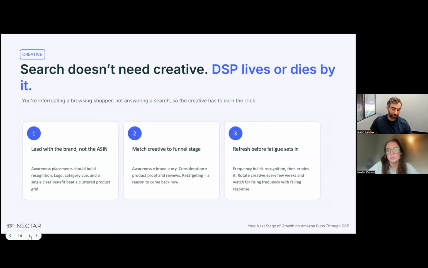So the other part that we haven't talked about today is creative. It's a huge X factor in the success of your DSP campaigns. So we're covering best practices here, but maybe it would also be helpful to break down the general creative types. Yeah, I'll go through creative types. So there's display, there's online video, and then there's streaming TV.